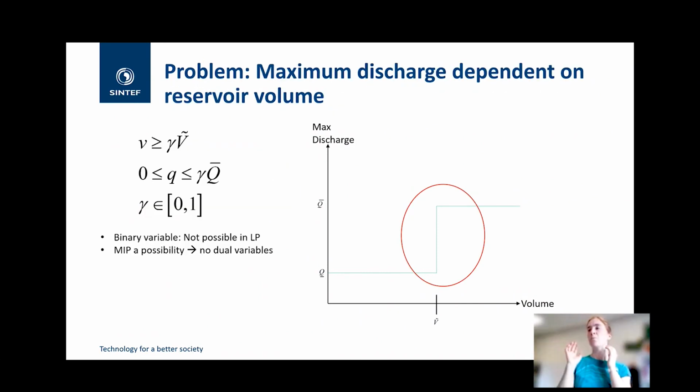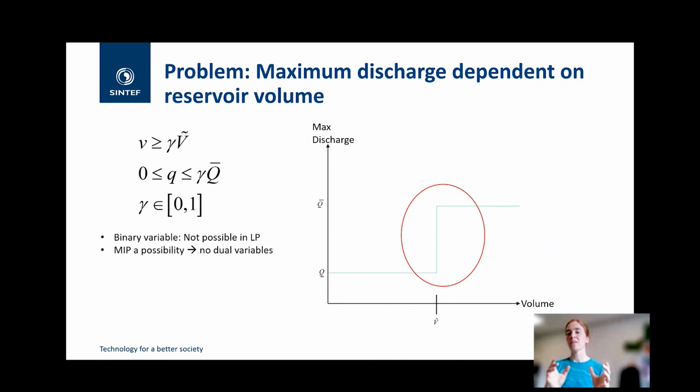We can model this using two constraints. First, we say that the volume should be larger than gamma, which will be introduced later, times the threshold volume, and the discharge should be less than gamma times a maximum discharge. And now we say that this smaller maximum discharge level is 0 for simplicity.